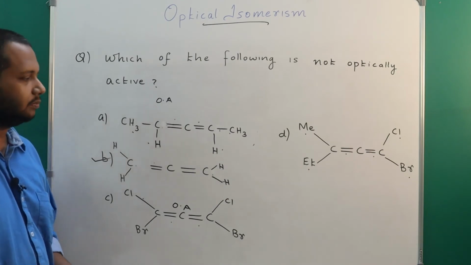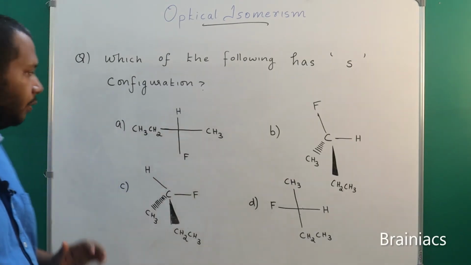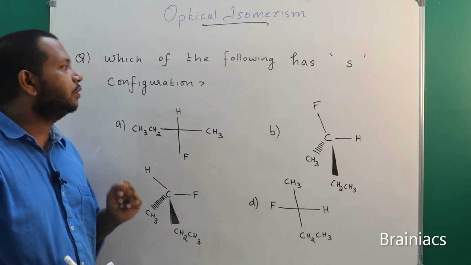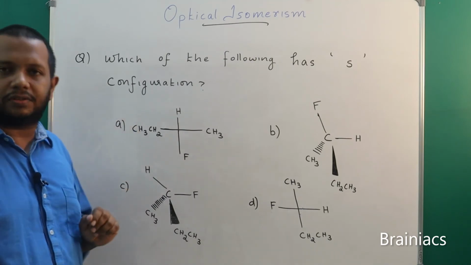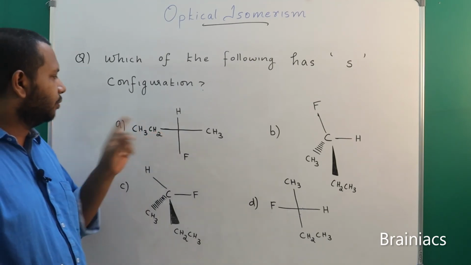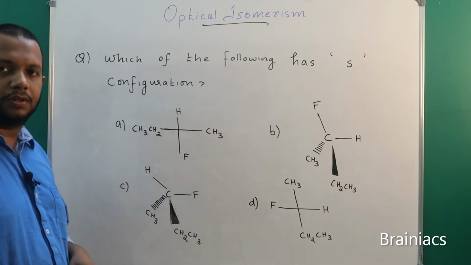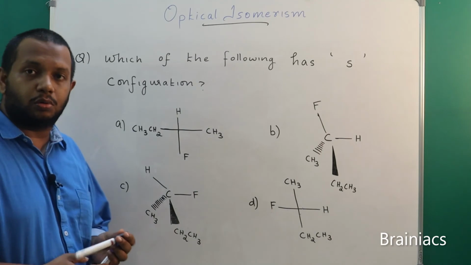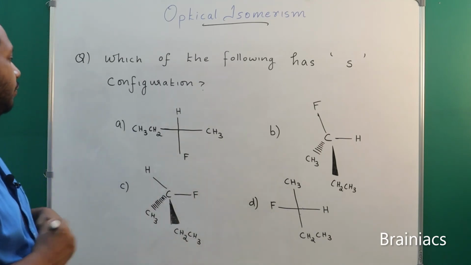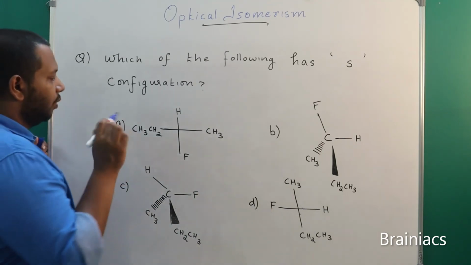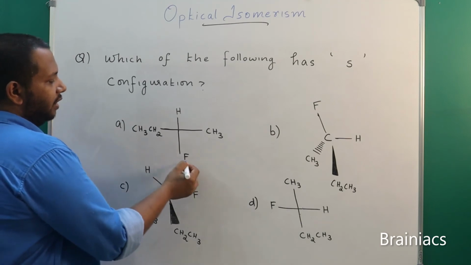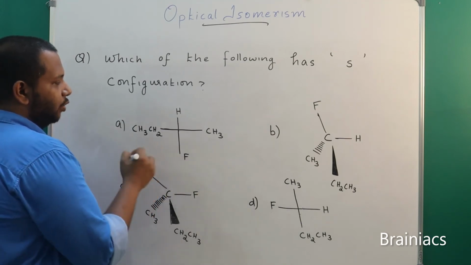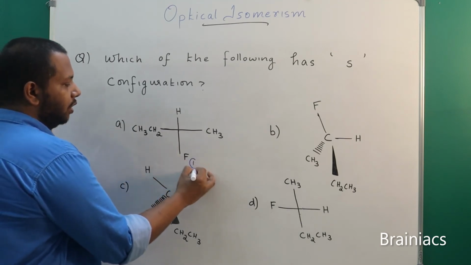We have a new question in front of you. I hope all of you could see it. The question here is, which of the following has S configuration? So we need to identify. The first one given here is a Fischer projection formula. I have already taught you how to do that. So first, we need to assign priority. On assigning priority, F comes first, as it has the highest atomic number. So we will give 1 to this one.